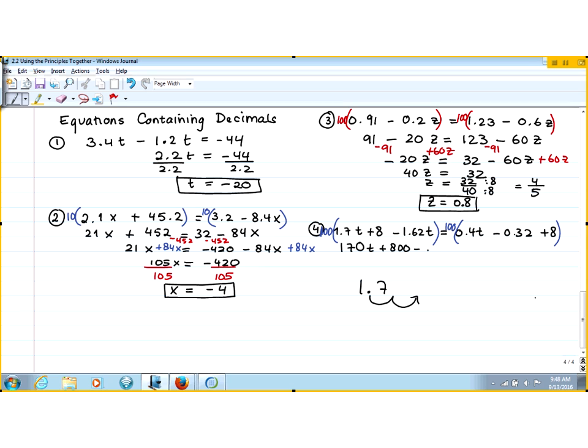170t plus 800 minus 162t is equal to 40t minus 32 plus 800. Oh, okay. Can you keep the decimals actually? Yeah, of course you can. So, what is 170t minus 162t? 8t plus 800 is equal to 40t. What is this? Plus 768. All right. Good. What next?